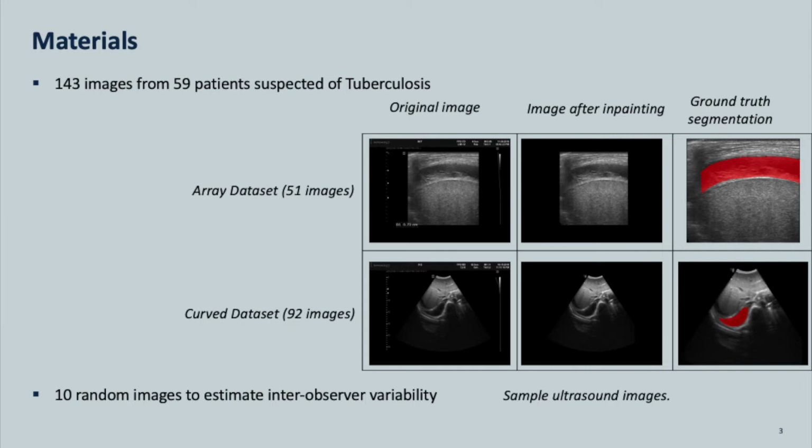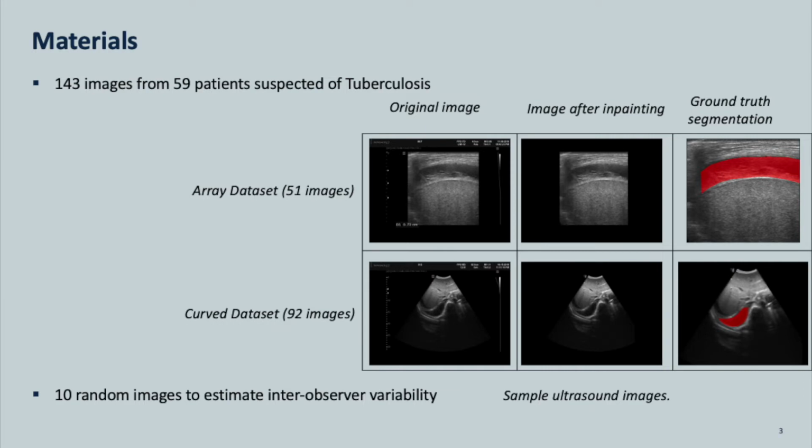All ultrasound images were acquired using a SonoSite X7 ultrasound imaging system by an experienced radiologist at Gondar University Hospital in Ethiopia. We have a total of 143 images that were acquired from 59 different patients. These images were obtained at the left and the right postero-lateral and subcostal views with linear array and curved array ultrasound probes.